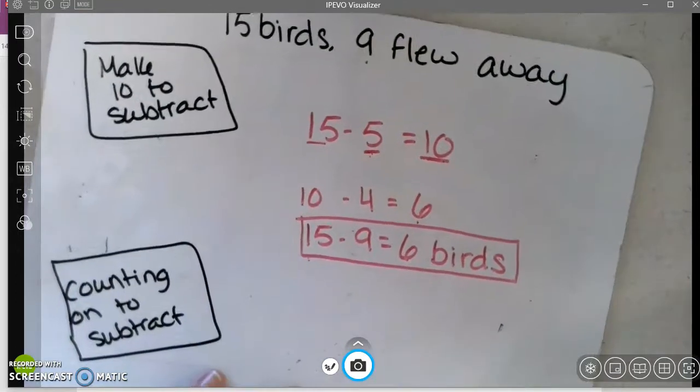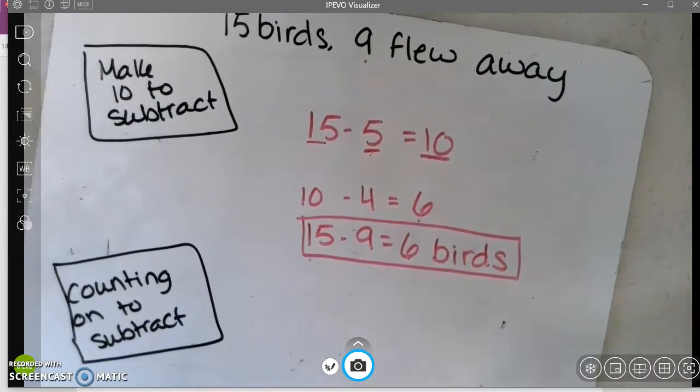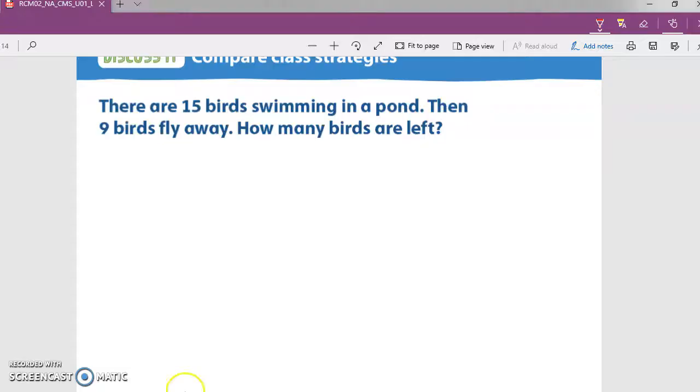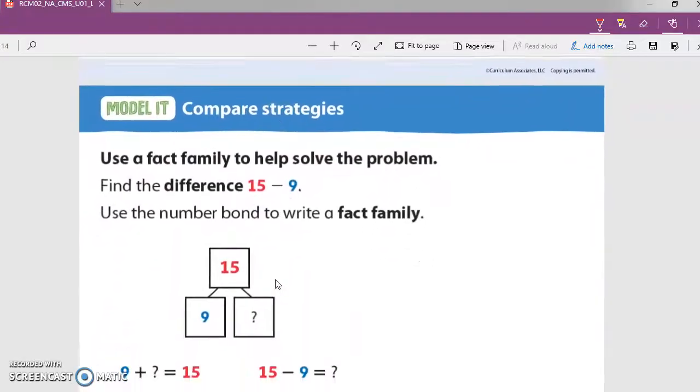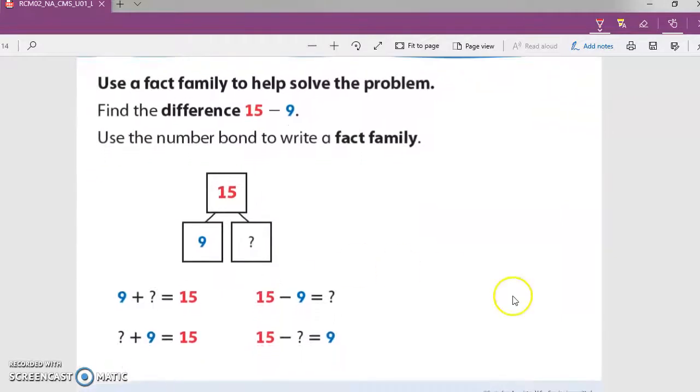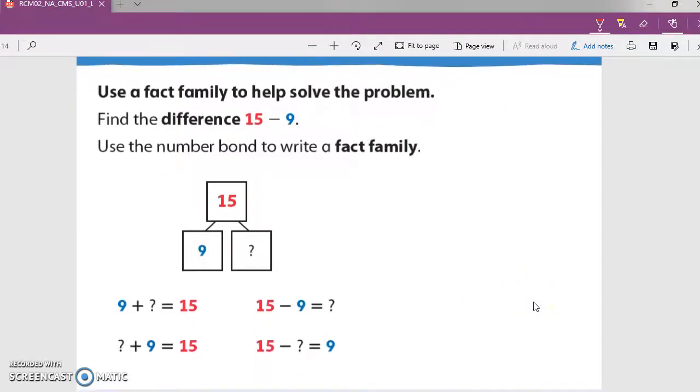So that's counting on to subtract, okay? Today they're going to show you how to use the fact families to help subtract. I think that you have this page with you. Let me see, is this the Model It? Yeah, this is the Model It page.